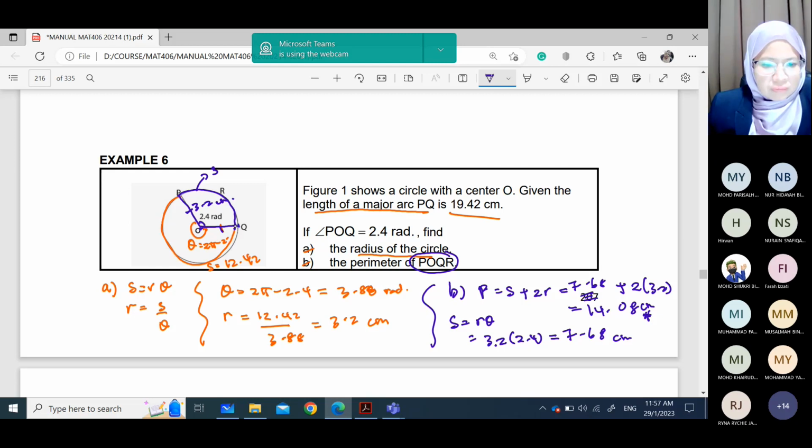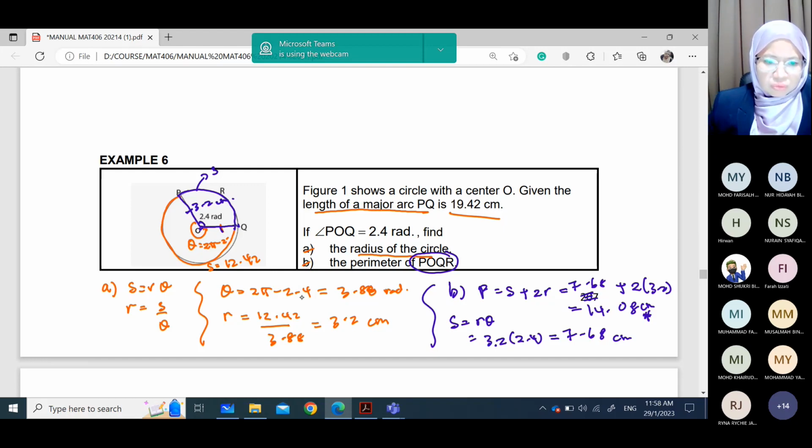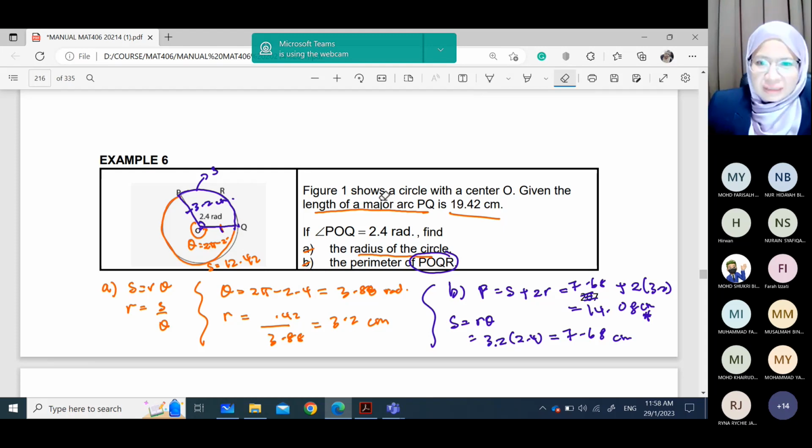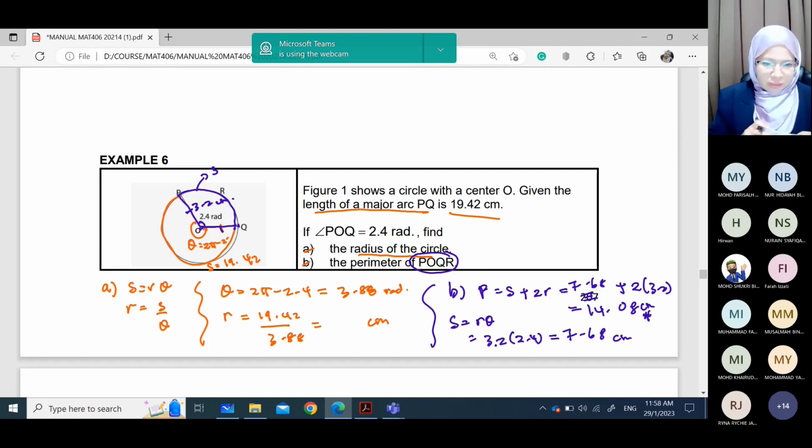It is 19.42, I was wrong, not 12. 19 here, 19.42. So S here is 19.42. So the radius is 19.42 divided by 3.88. It is about 5 cm.